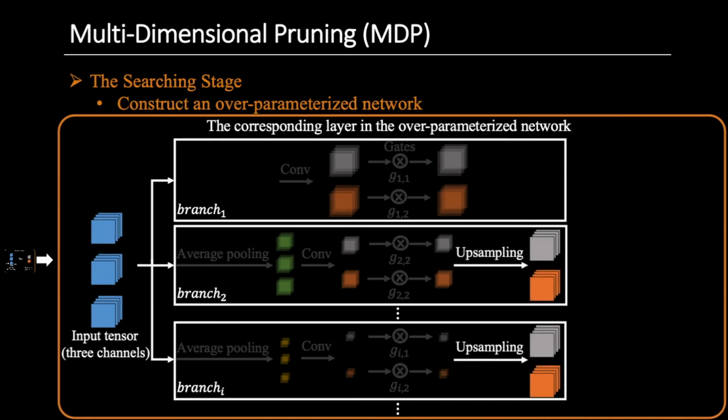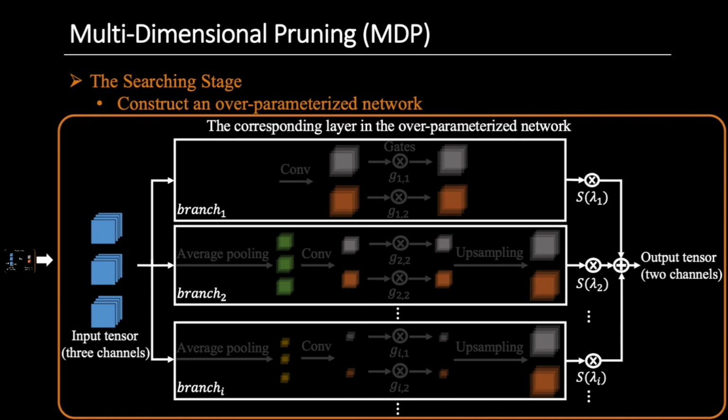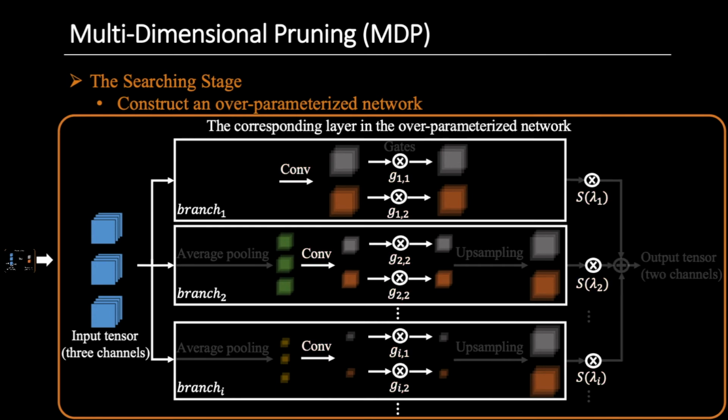After that, we upsample the gated tensor to its original resolution to ensure there is no shape mismatch for later aggregation. We aggregate the tensors from different branches by using the weighted sum of them. The weights represent the importance of branches. We jointly learn the parameters for the convolution operation, the importance of channels and branches in this stage.